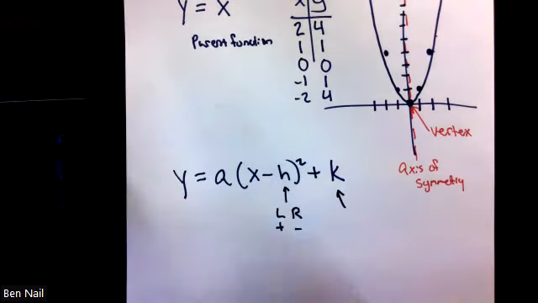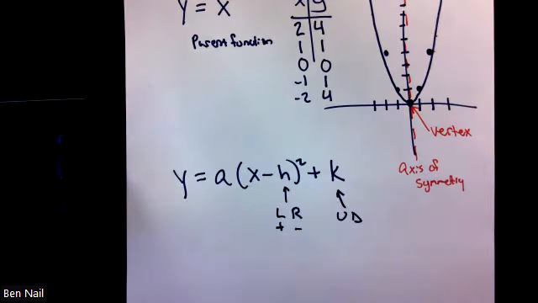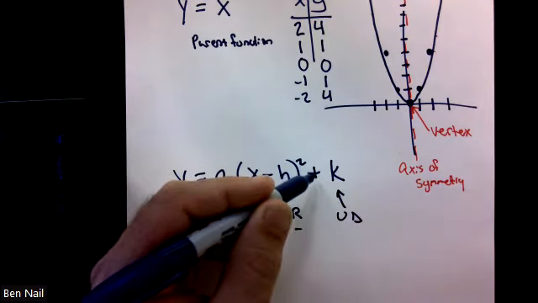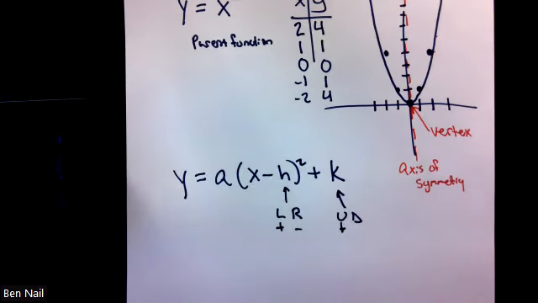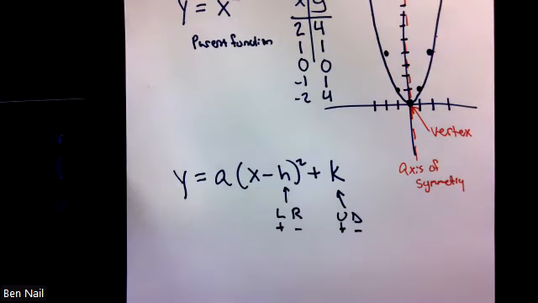The number outside of your parentheses, if you are adding a number outside, that number will shift your graph up or down. This one moves like it's supposed to. If you see a plus here, that's going to shift your graph up. If you see a minus here, that will shift your graph down.